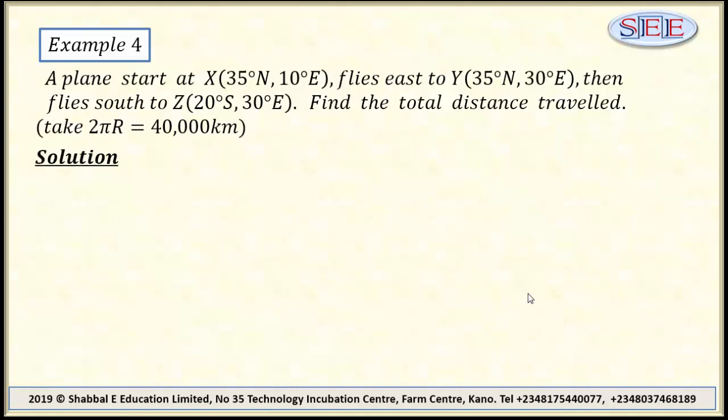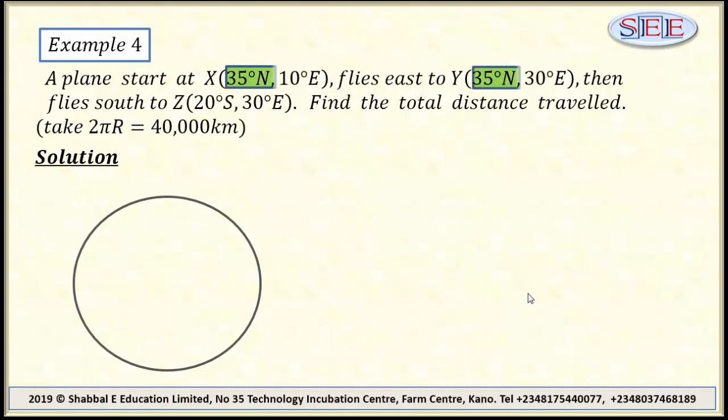Solution to this problem, what we do first always is to sketch the diagram of our Earth and try to mark or to locate the places given in the question. So this is our Earth, and let us see the 2 points x and y. You can see that they are on the same latitude, 35 degrees north. Look at the 35 degrees north, x and y are on the same latitude. So let's locate the places x and y. So I will now draw the latitude 35 degrees north. Look at it. This is 35 degrees north.